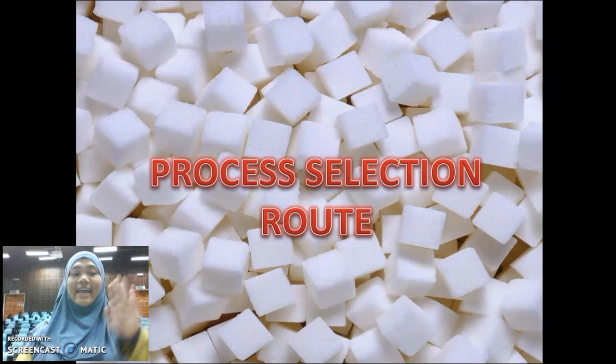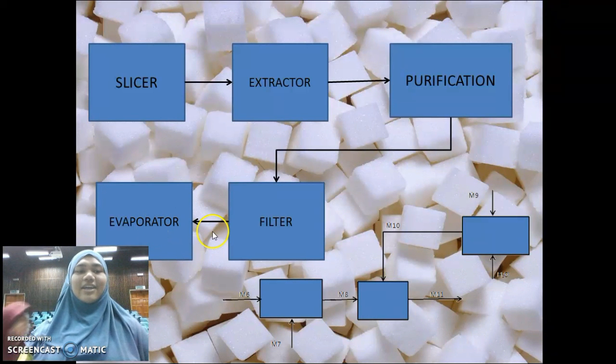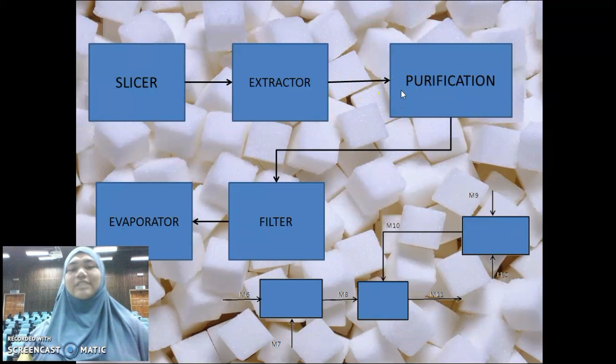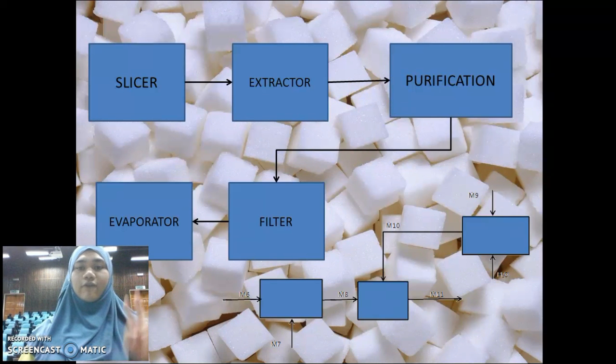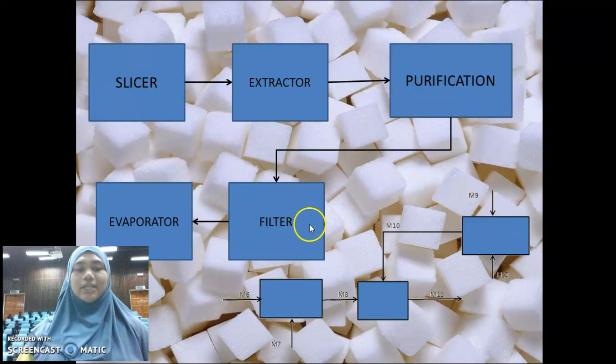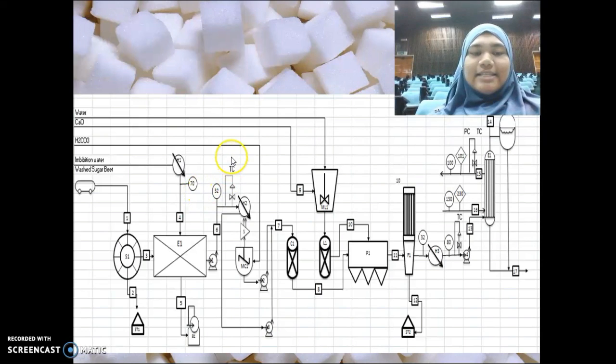Hi, I'm Shweta, and I'm going to proceed to the process selection route. Firstly we use the slicer unit and then the extractor unit, and proceed to the purification unit. In this purification unit, we have two processes, which are carbonation and the liming process. And then we proceed to the filter, and lastly the evaporator. And this is our completed PFD that consists of temperature, heater, pump, and so on.